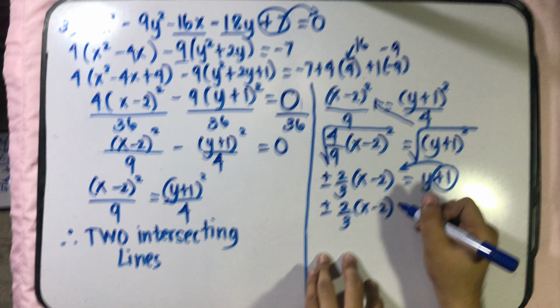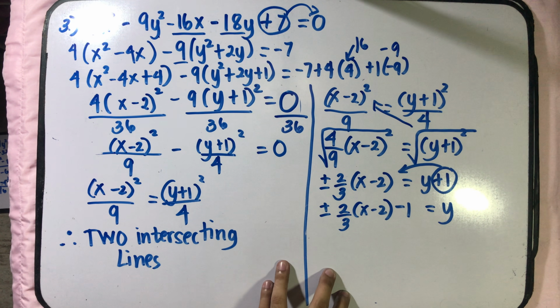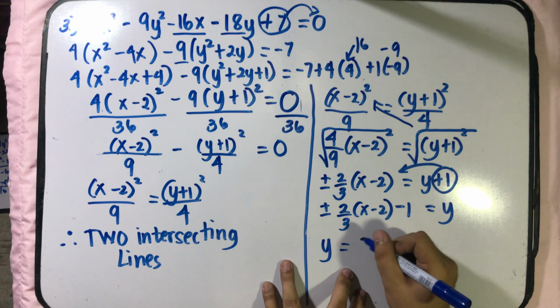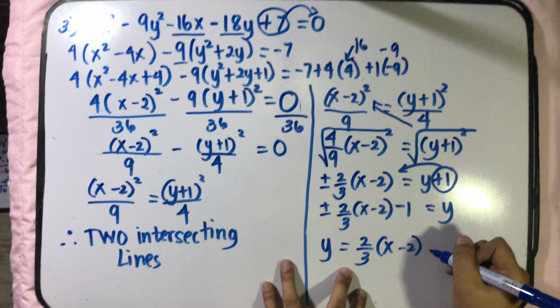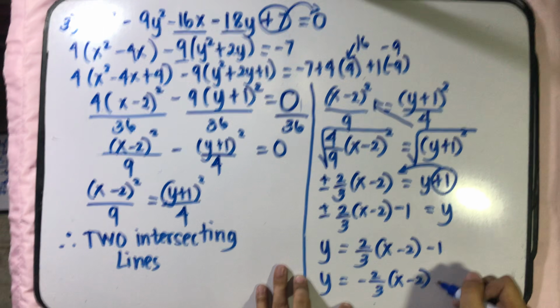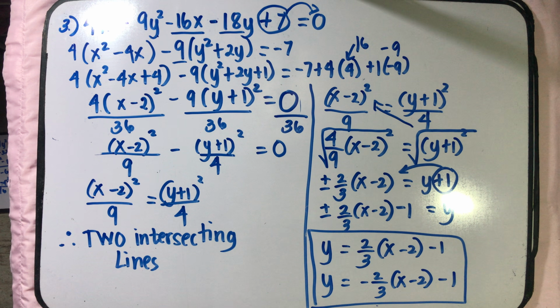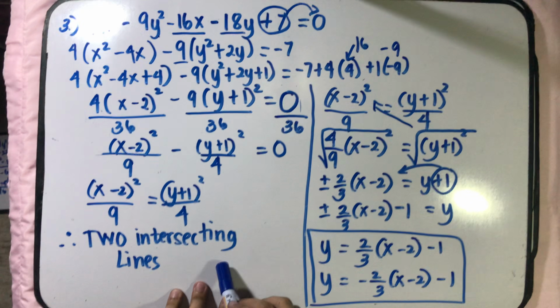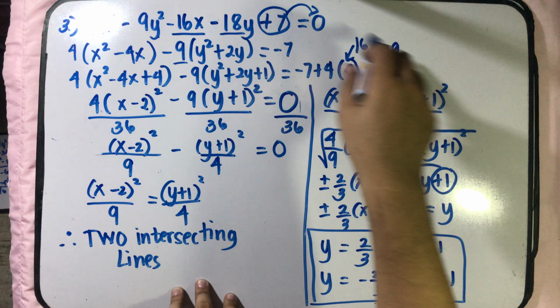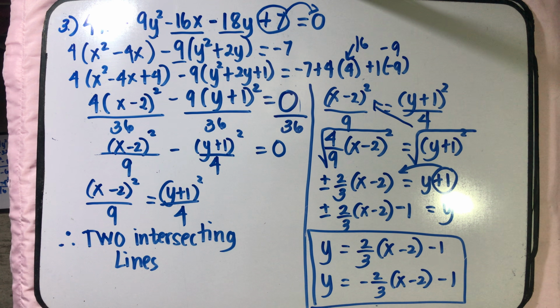Transfer positive 1 to the other side. This becomes minus 1, equal to y. Or we could say that the equations of the two intersecting lines would be y is equal to 2 over 3 times (x minus 2) minus 1, and y is equal to negative 2 over 3 times (x minus 2) minus 1. So this will now be the equation of the two intersecting lines. And in that case, if this is really a hyperbola, this is the equation of its asymptotes. So that is how we get the degenerate cases of a hyperbola.